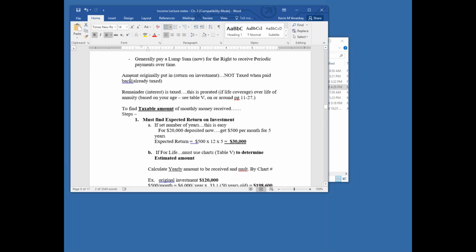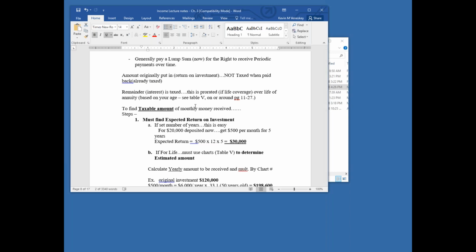So the one key thing to remember is the amount that you originally put in, what's called a return on investment, is not taxed when it's paid back to you. Only the amount over and beyond what's paid to you is taxed, and that's going to be prorated. Every time you receive money, a little bit of it is going to be taxed while the rest of it is a return on capital. So if you look in the book, I'm going to turn to it now because I'm going to do an example.